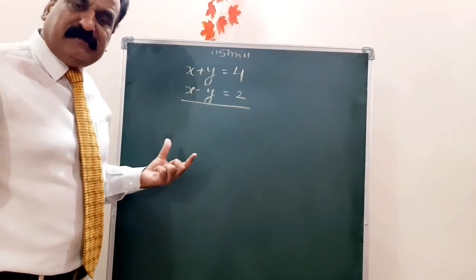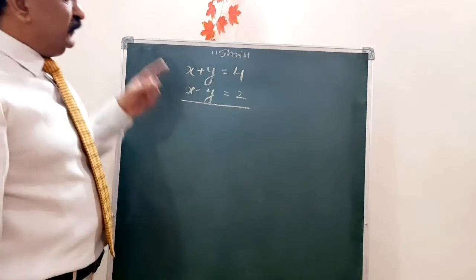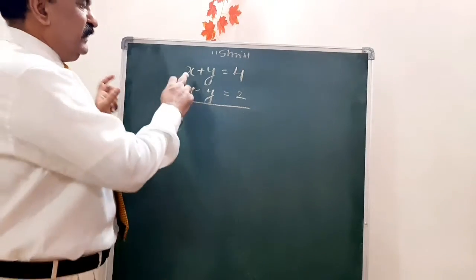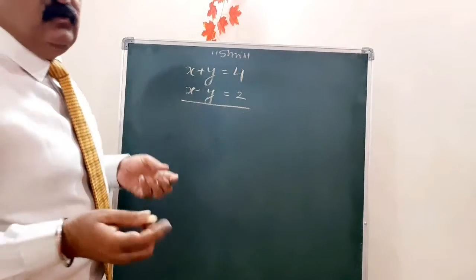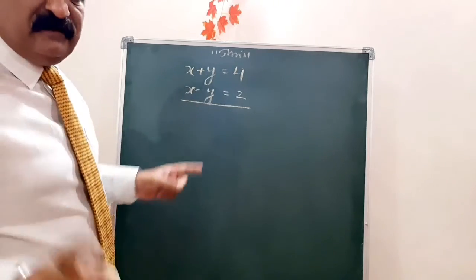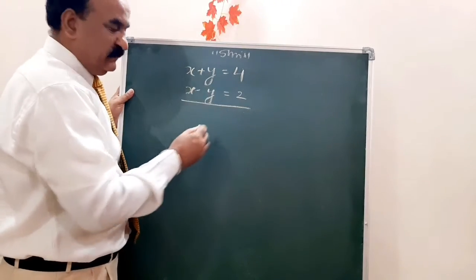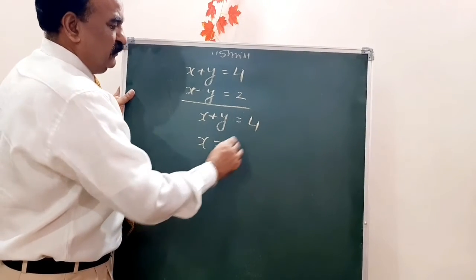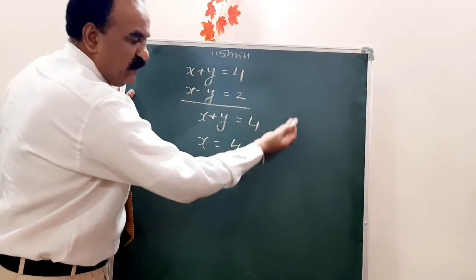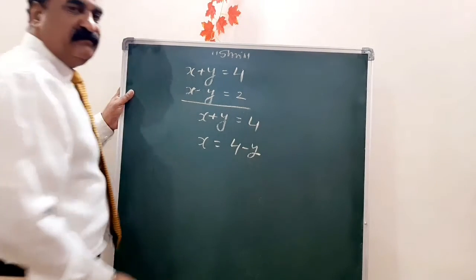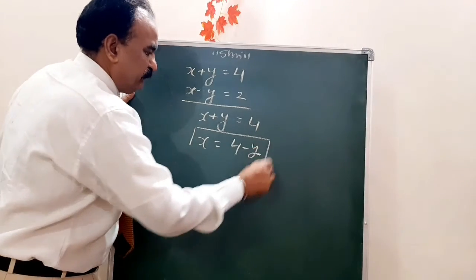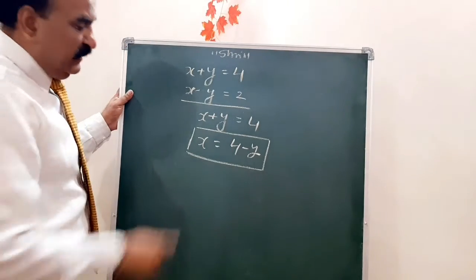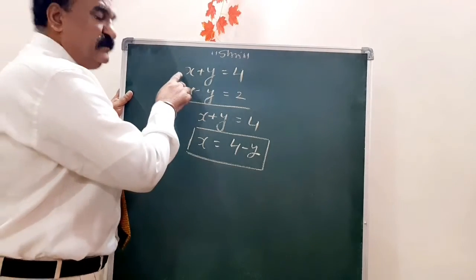How to solve by the method of substitution and what you have to do. You take any equation by your choice and find the value of single x or single y. Let us see how. I am taking the first equation, x plus y is equal to 4. So x is equal to 4, transfer plus y to this side, it becomes minus y. Just make a box here. This is the value of x. x is equal to 4 minus y, and this value you got from the first equation.